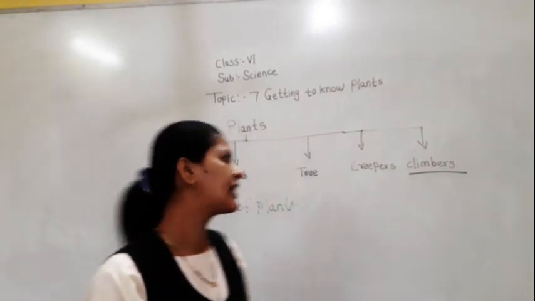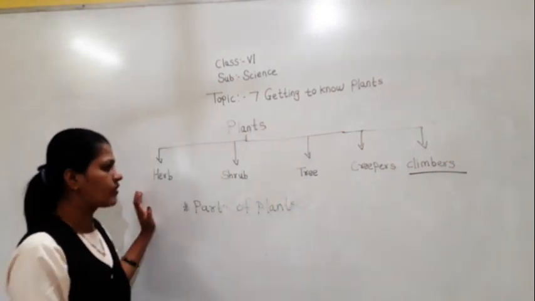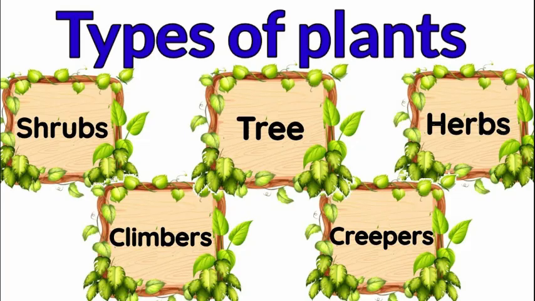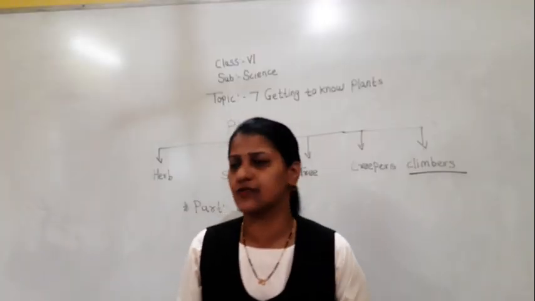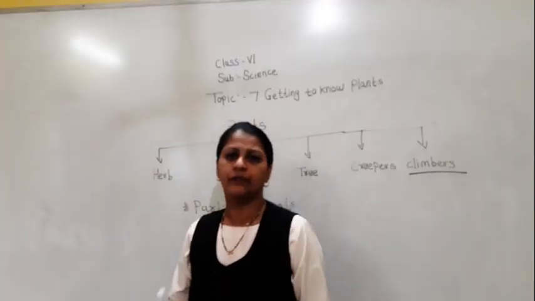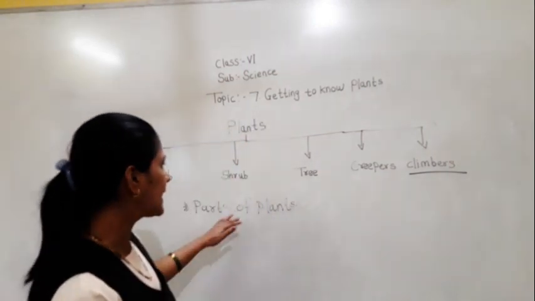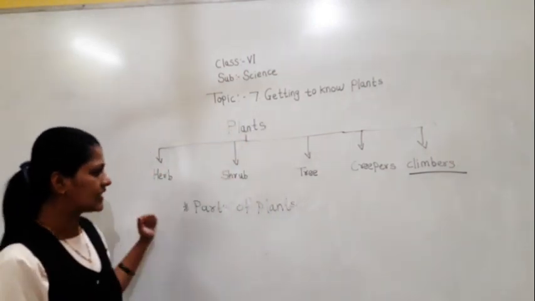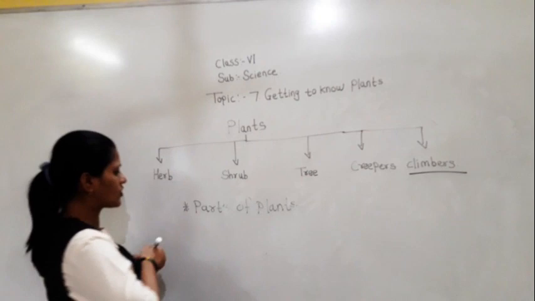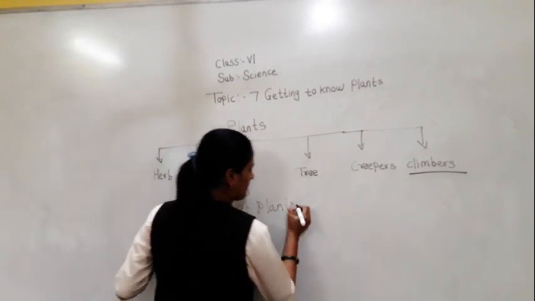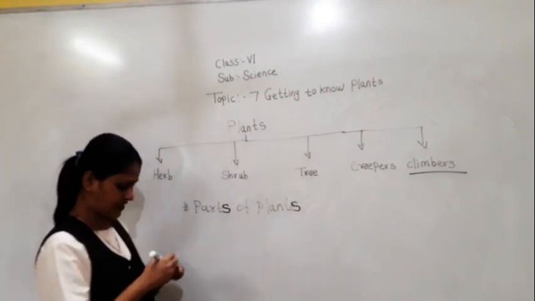I hope you have understood the varieties of plant categories: herb, shrub, tree, creeper and climber. Already in the previous classes we have discussed all this, but this was in more detail. So let's learn about the parts of a plant.